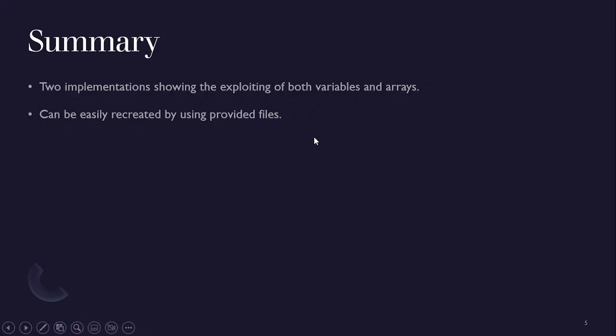Now, in summary, this was two implementations, one showing how you can crash the program by overflowing variables into one another, and the other one showing how you can manipulate different values in an array by overflowing certain values in the array. This can be easily recreated by using the provided files and links in the description.